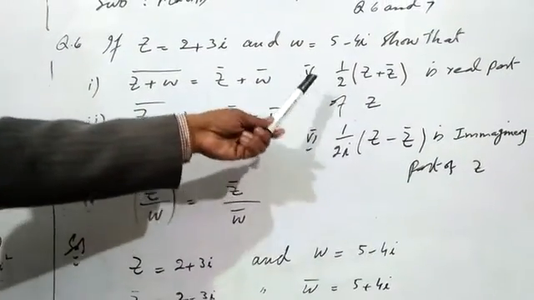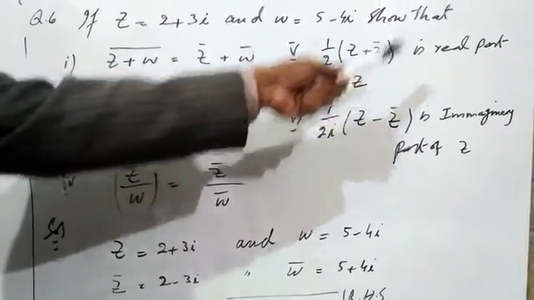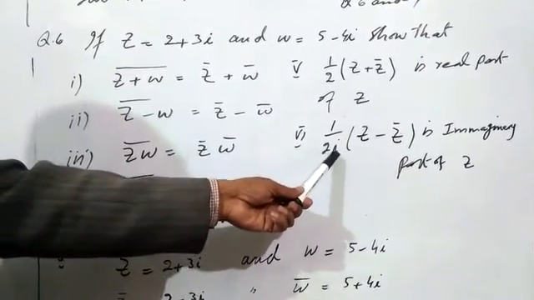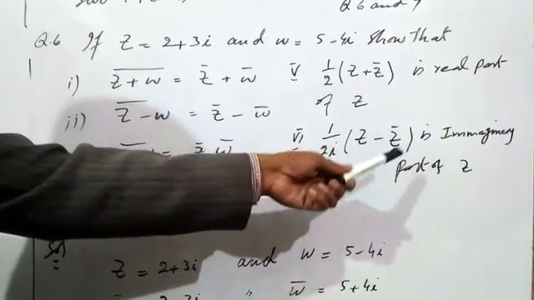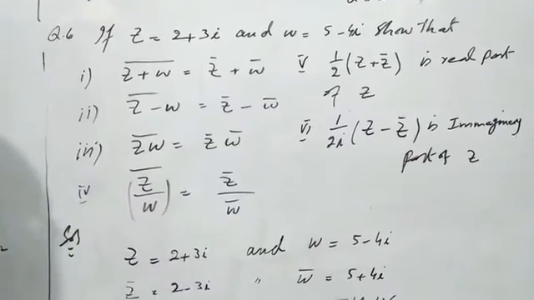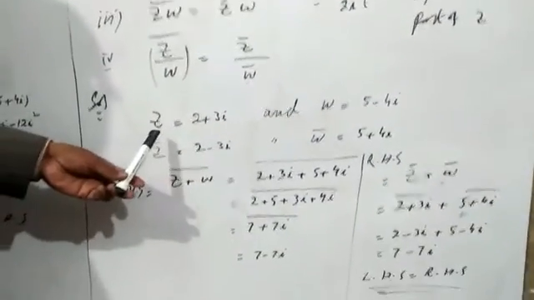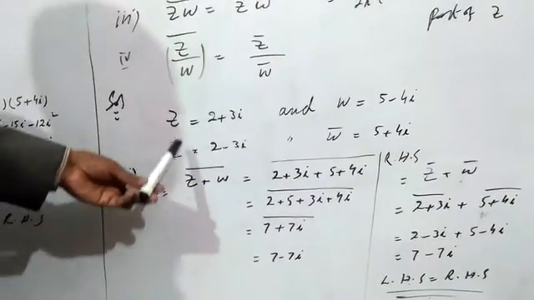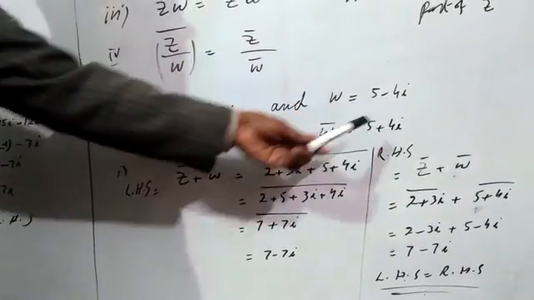In the fifth part, 1 by 2 of z plus z conjugate is the real part, and in the sixth part, 1 by 2 iota into z minus z conjugate is the imaginary part of z. So all these results we have to prove. Firstly, z is equal to 2 plus 3 iota and w is equal to 5 minus 4 iota. So its conjugate is 2 minus 3 iota and w conjugate is 5 plus 4 iota.